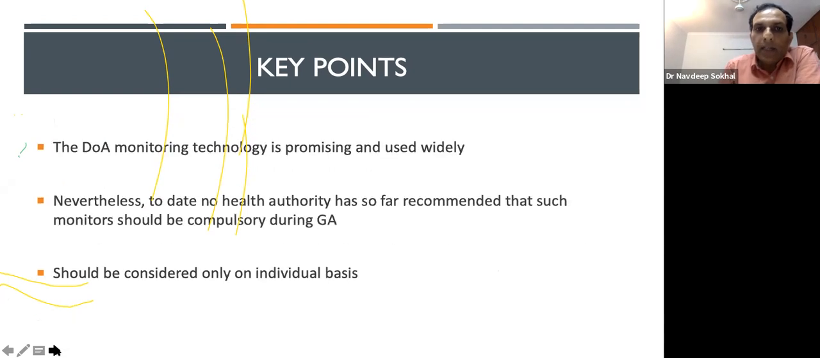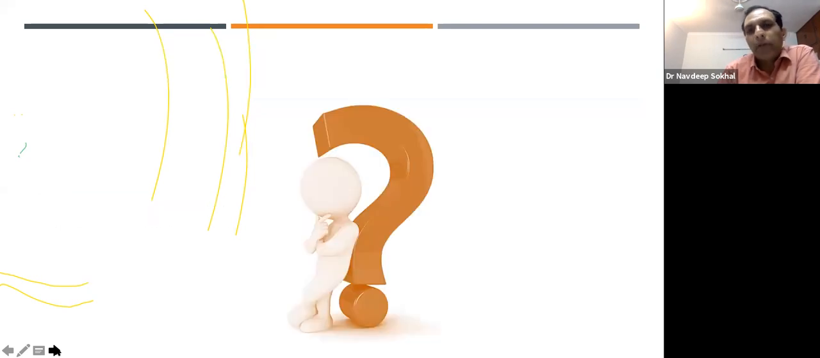And lastly, depth of anesthesia monitoring technology is promising and used widely. Nevertheless, to date, no health authority has recommended that such monitors should be compulsory during anesthesia. Yes, they have recommended use in high-risk patients and in TIVA, but not compulsory in all patients, and they should be considered only on an individual basis. So with that, I finish the talk. I'll be happy to take any questions if there are.